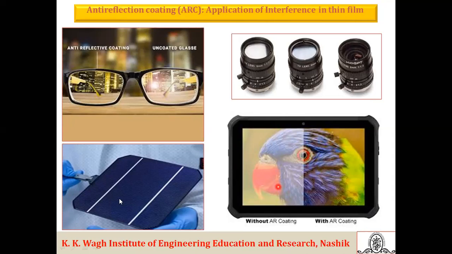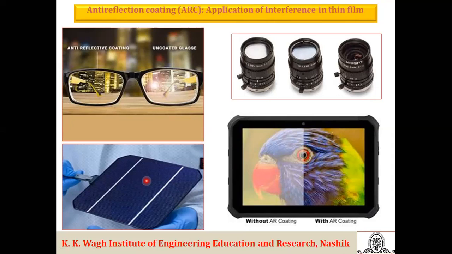Now, why is this solar cell kept over here? The reason is, the solar cells are also using anti-reflection coating. And one of the reasons behind that: what is the purpose of a solar cell? It converts light energy into electrical energy. Means the more the light energy, the more electrical energy will be produced.